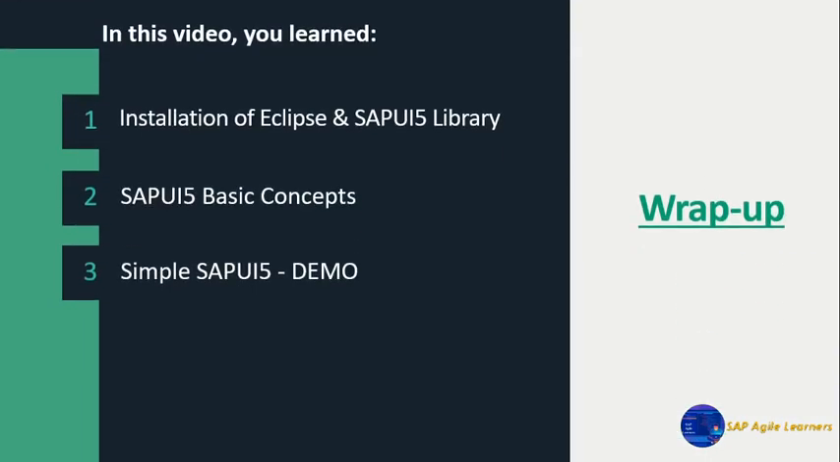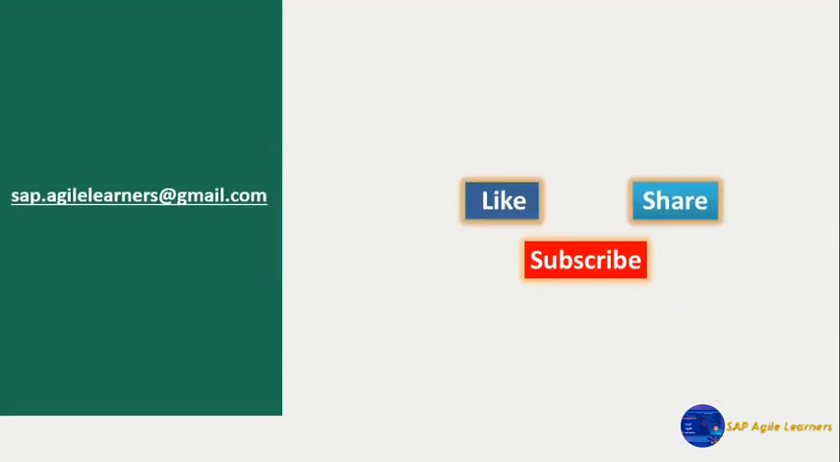Now let us quickly summarize what you learned in this video. You learned how to install and configure Eclipse software. Then we talked about SAPUI5 concepts. And finally, we took a closer look at the SAPUI5 demo. In the next video, we will look at the actions performed on the UI, or we will understand how the controller.js file works.